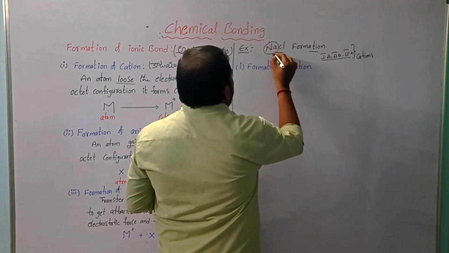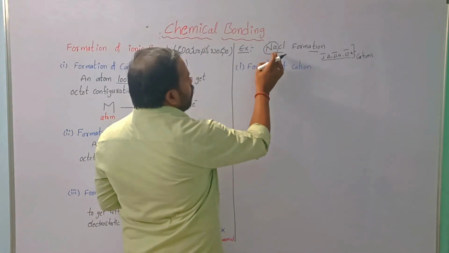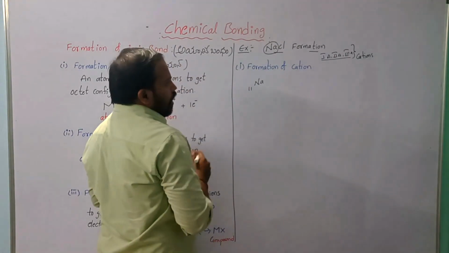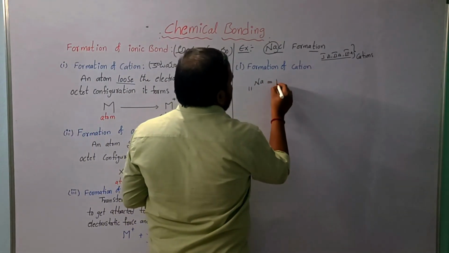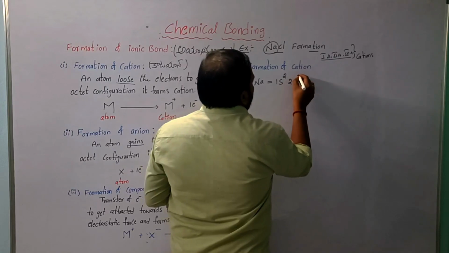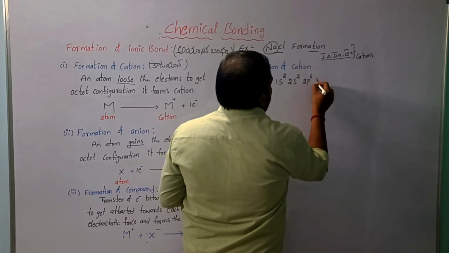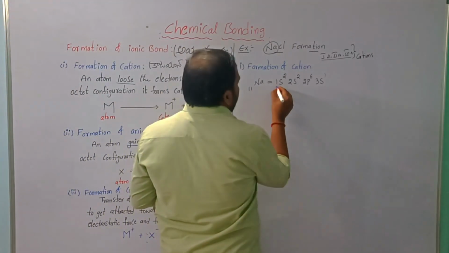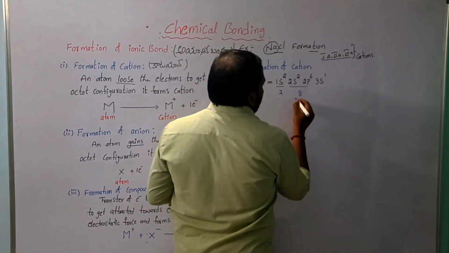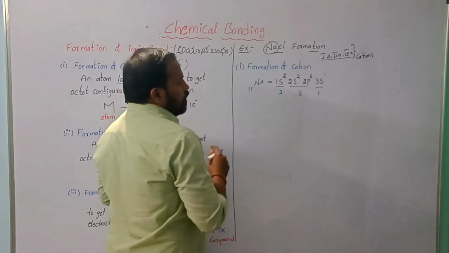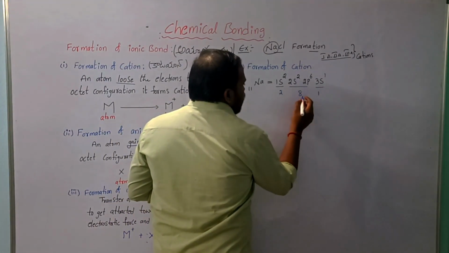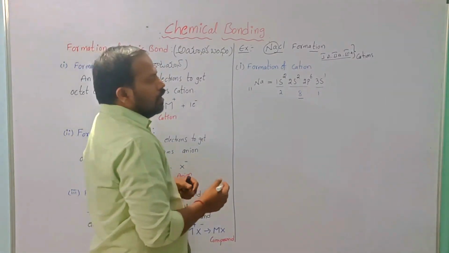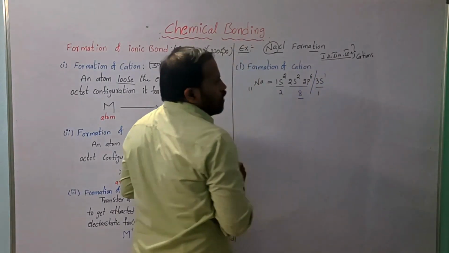What is the metal here? Sodium. So for the formation of cation, we take sodium. What is the atomic number? 11. The configuration of sodium is 1s2, 2s2, 2p6, 3s1. So it has three shells: the first shell has 2 electrons, the second shell has 8 electrons, and the third shell has 1 electron. If it loses 1 electron, it will attain the stable configuration of noble gases, the octet configuration. So it will try to lose 1 electron.